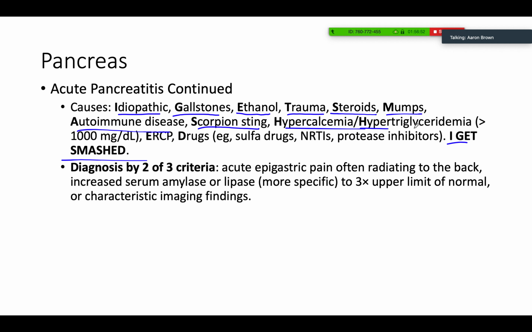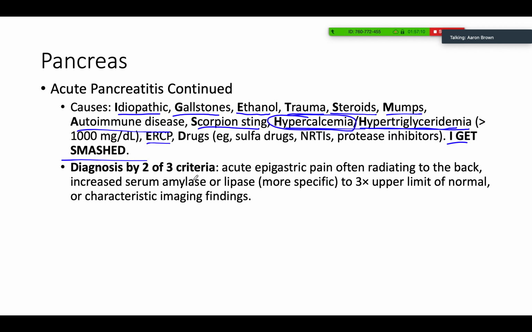Hypercalcemia, hypertriglyceridemia. This is one that kind of gets glossed over. Any patient that has high calcium levels can get pancreatitis. Remember that. High triglycerides can get pancreatitis.